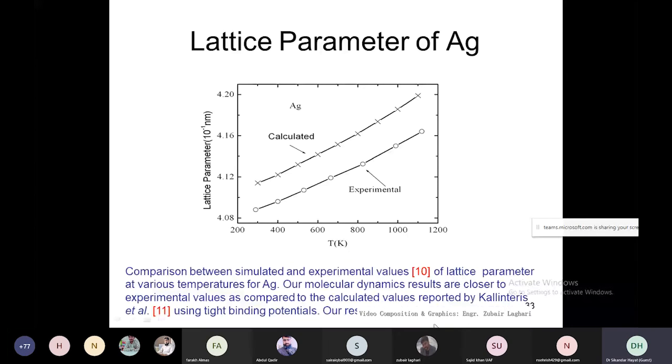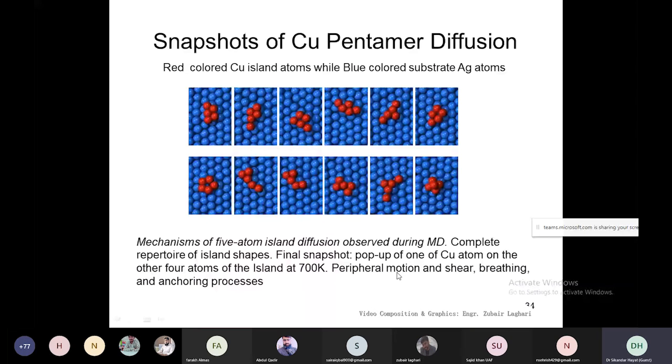These are the snapshots of the copper pentamer diffusion. Keep in mind, these spherical balls represent the atoms, the blue colored atoms represent the silver atoms, and the red colored atoms represent the copper atoms. These are adsorbed on the surfaces. These are not part of the crystal.